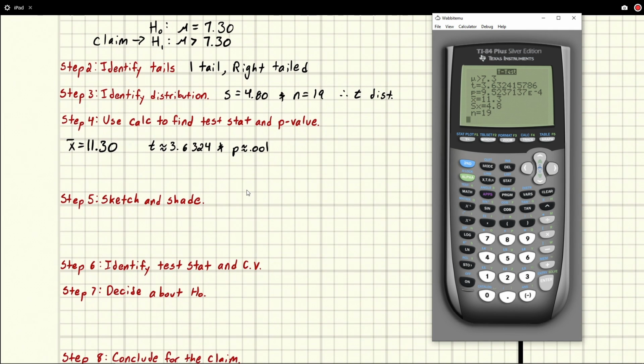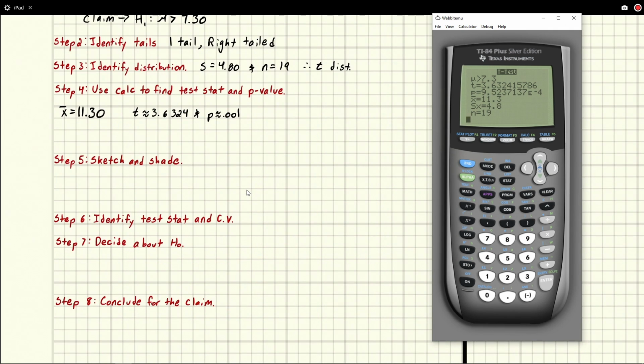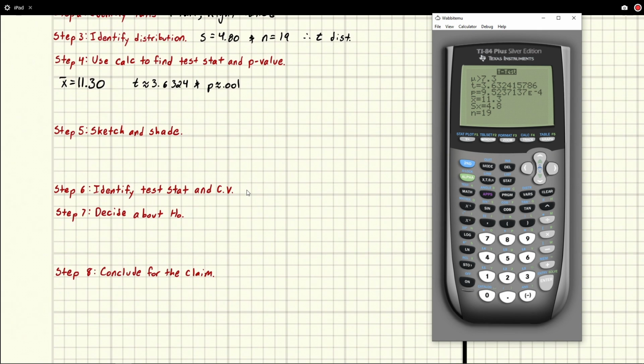And so we'd say, okay, next up, it wants us to sketch and shade. So we are going to do that. So we're just going to draw a normal distribution.